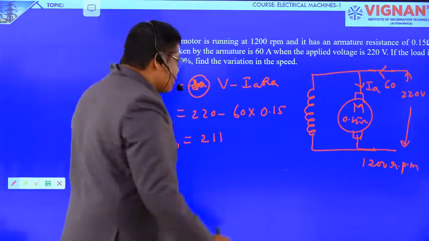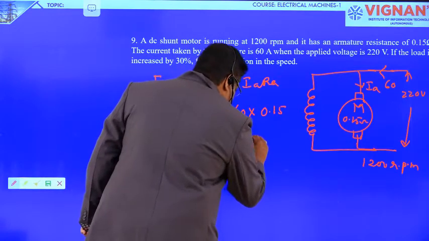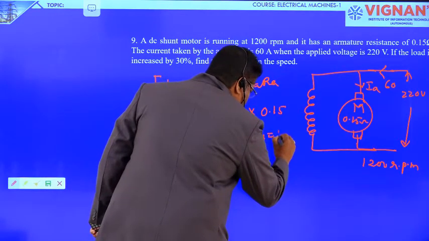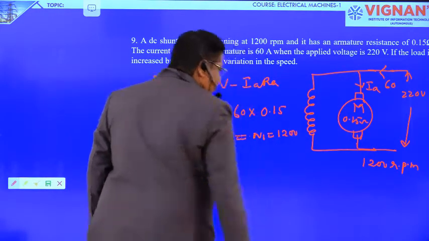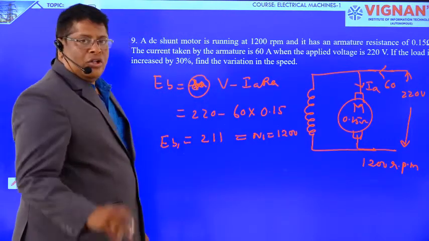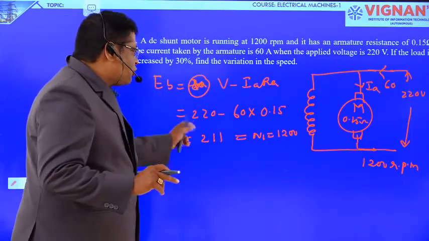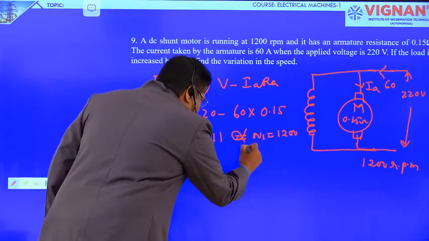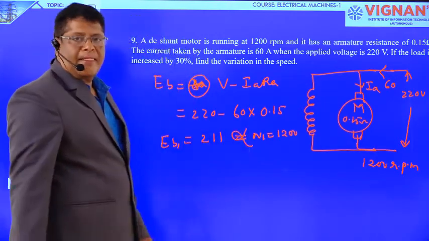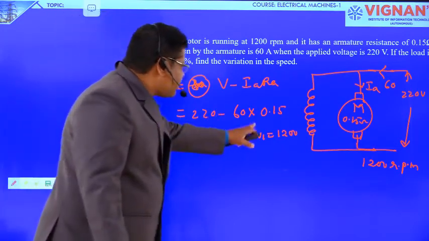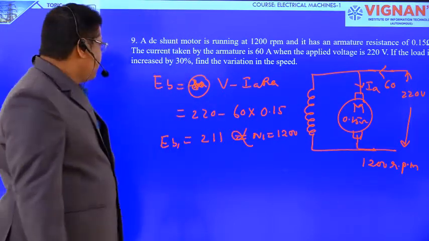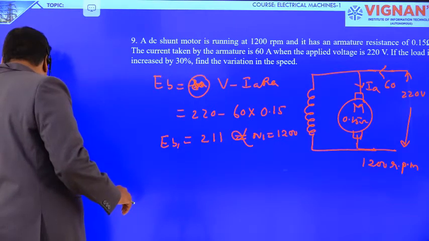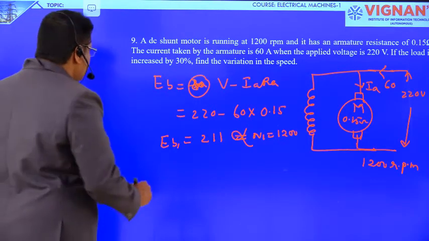The speed of the motor in the first case is 1200. It is given in the problem. So, the speed of the motor is directly proportional to the back EMF. This data is given in the problem. This is case 1.